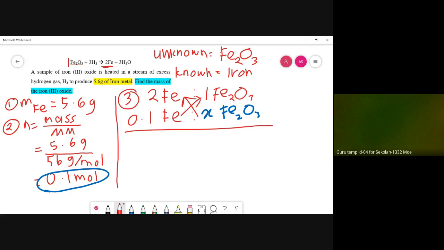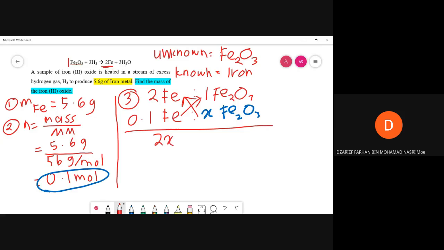You will get 2x over 0.1. 2x equals to 0.1, so your x will be 0.1 over 2. Yes, so you will get 0.05 mole of Fe2O3.